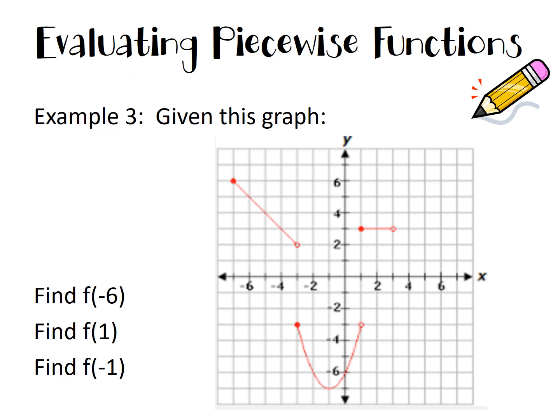So what if we've been given a graph? Well, a graph of a piecewise function, as you can tell, is broken up into so many different pieces. We have a piece here, and we have a piece down here, and a piece over here. So when you see graphs that look like this, you know that they're piecewise functions because they're broken up into so many different pieces. So we're going to try to evaluate our values when we've been given an x value, and we're going to find that y value given the graph. So we have three examples.